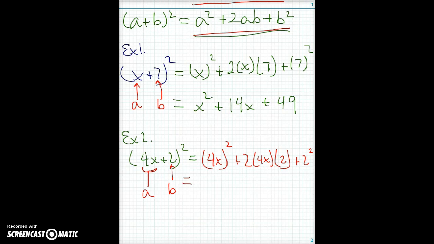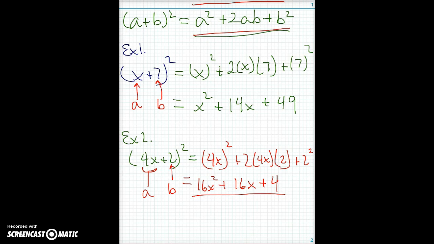Remember our properties of exponents. So 4x squared means 4x is used as a factor 2 times. So that's 4x times 4x, which is 16x squared, plus 2 times 4 times 2. 2 times 4 is 8. 8 times 2 is 16. 16x for our second term. And our last term becomes 2 squared, which is 4. So this is our final simplified polynomial.